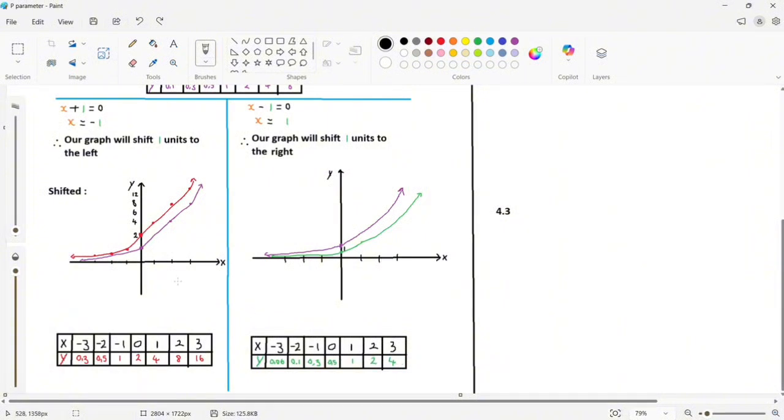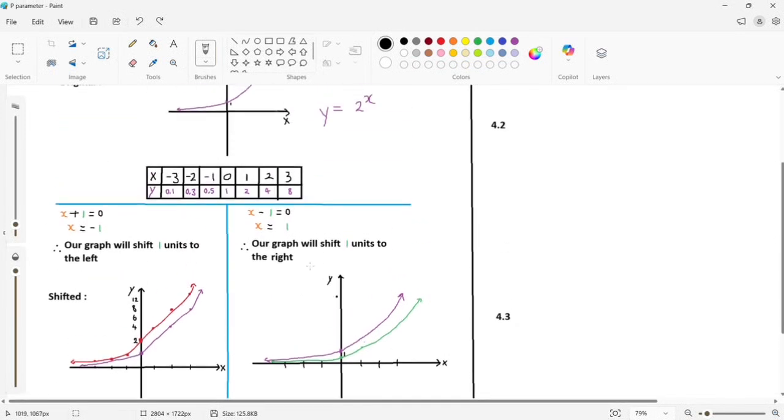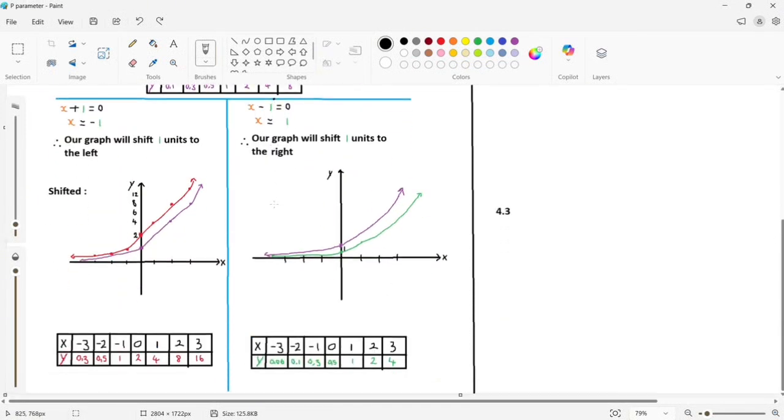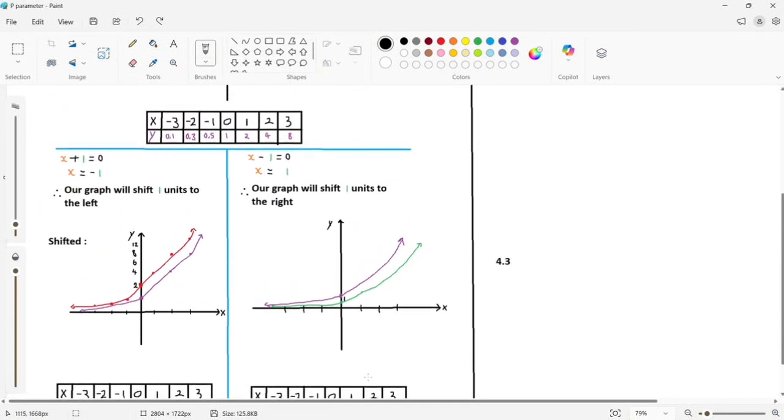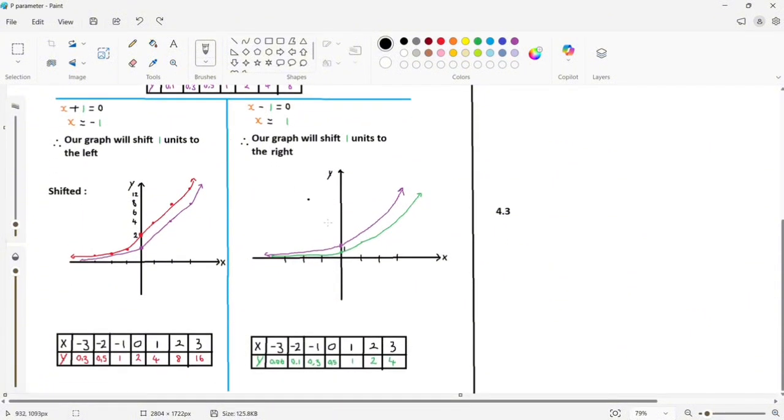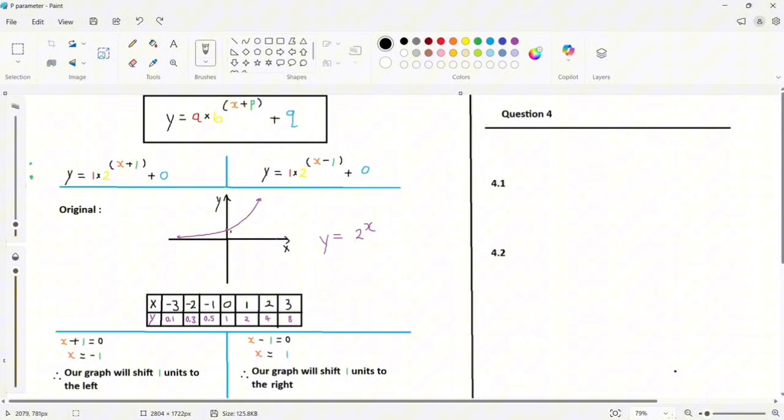As you can see, 3 was 8, but now it's 4. On the original graph, 2 was 4. Do you guys remember? Again, 2 was 4. The original graph was 0 and 1. When the graph is shifted to the right, it's 0 and a half, then 1 and 1. You can see just how the graph shifts.